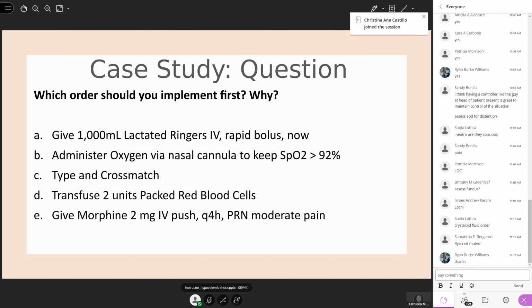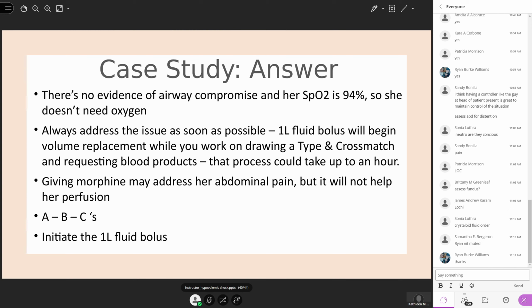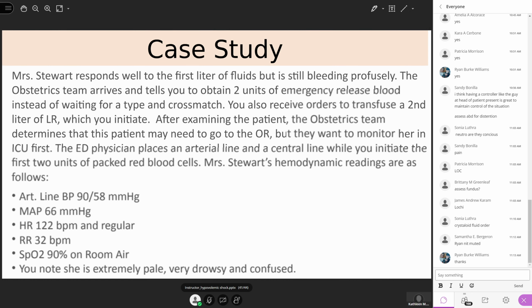Right, because that goes right back to our priorities. We need to resuscitate, and it's going to take a little bit for the blood to get there. In the meantime, we'll get an emergency bag, but we'll do the type and screen. The morphine is not going to help with her perfusion, it's just going to help with her pain. So definitely the priority is going to be that. There's no evidence of airway compromise. Always address the issue as soon as possible. You're checking, of course, the ABCs, and you're going to initiate that bolus.